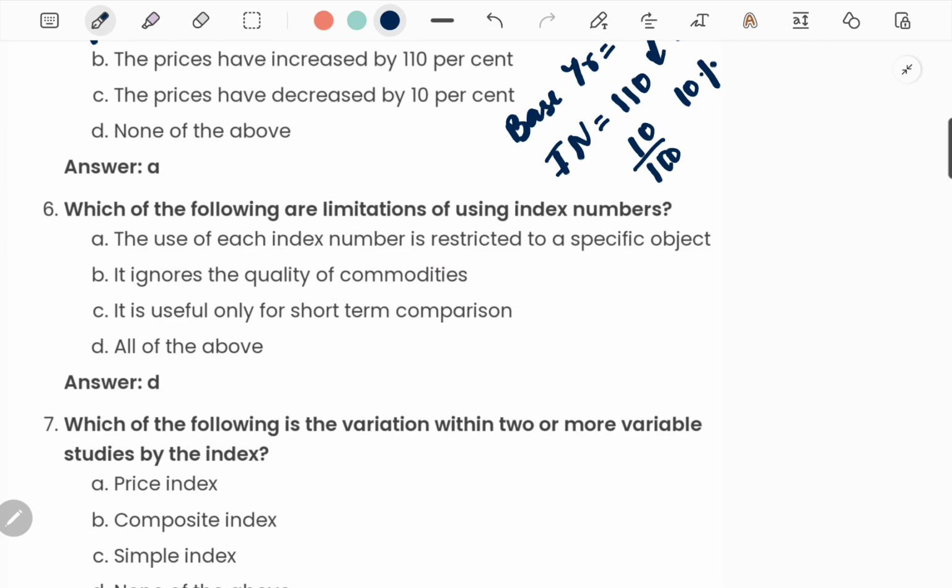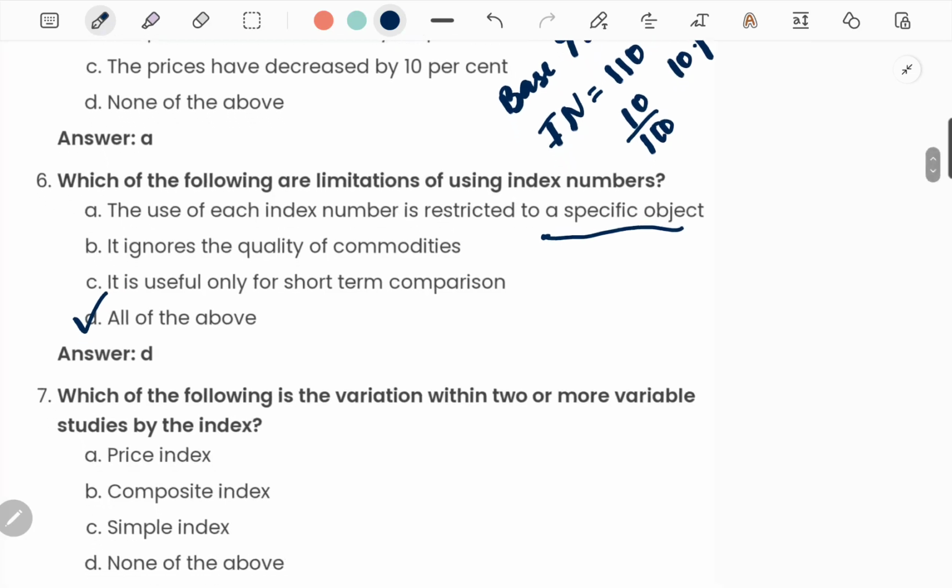We cannot use it over the long term because the weights that we are giving are not absolutely correct and they can vary by a very large amount, and hence our calculation can be very misleading when it comes to that. And it is restricted to a specific object. So all of this is correct.